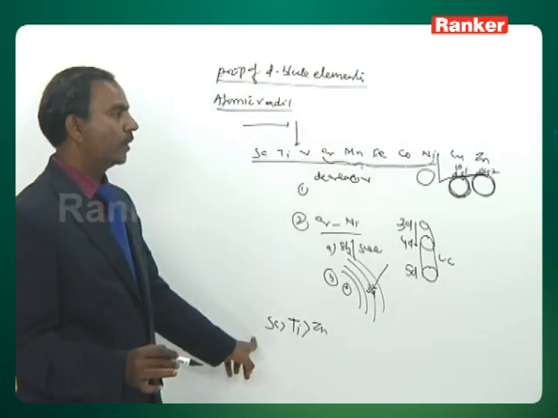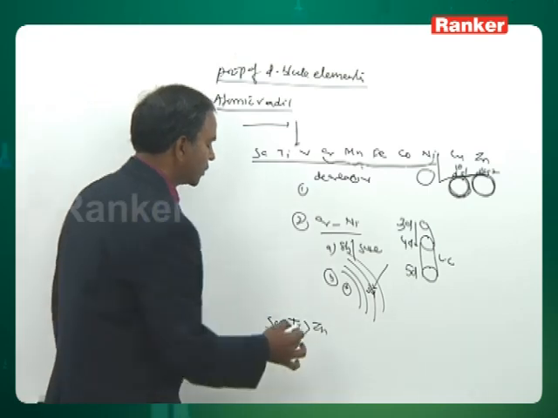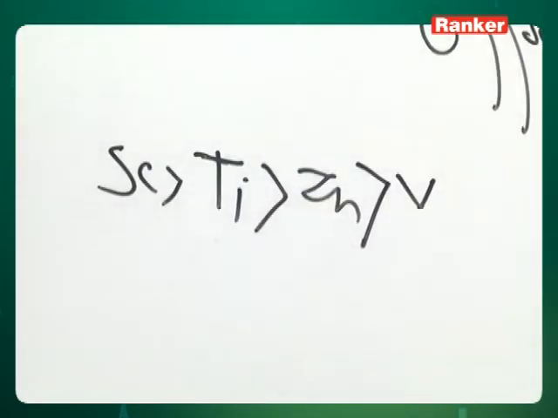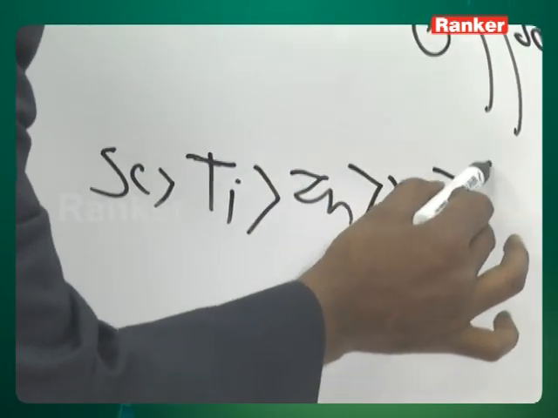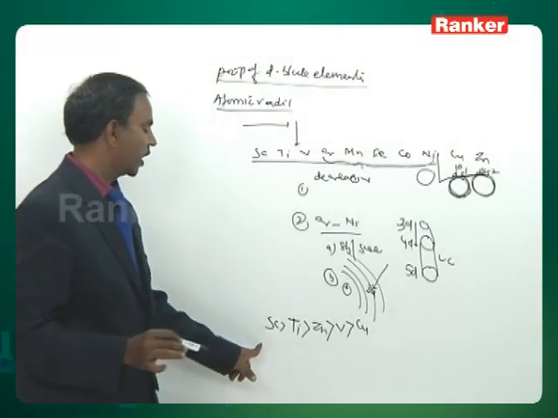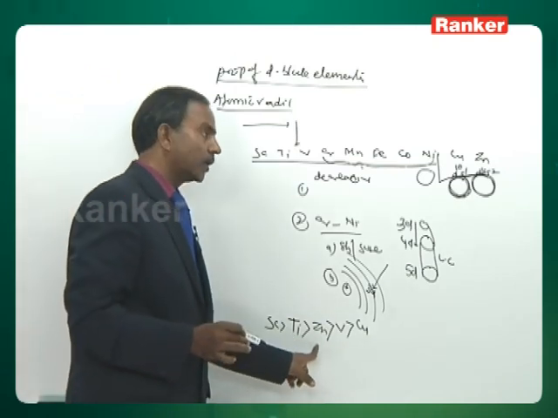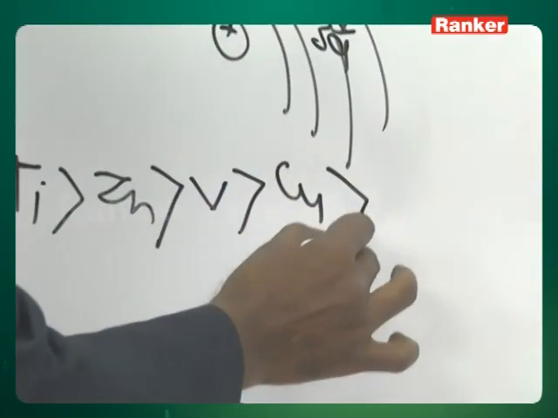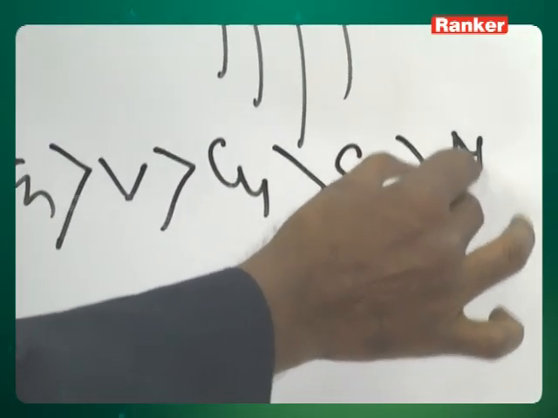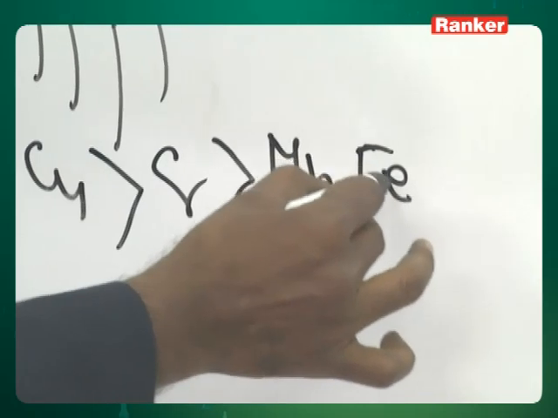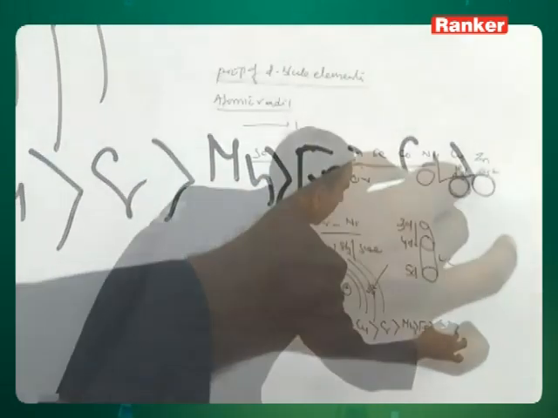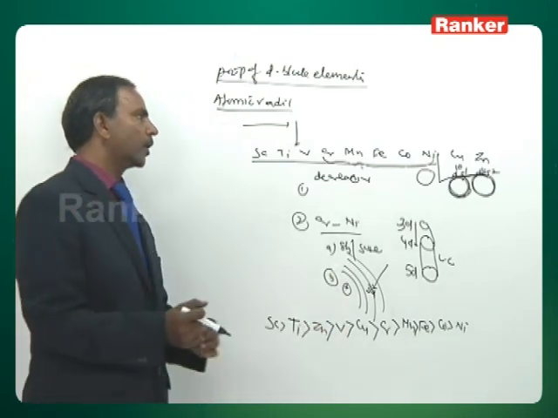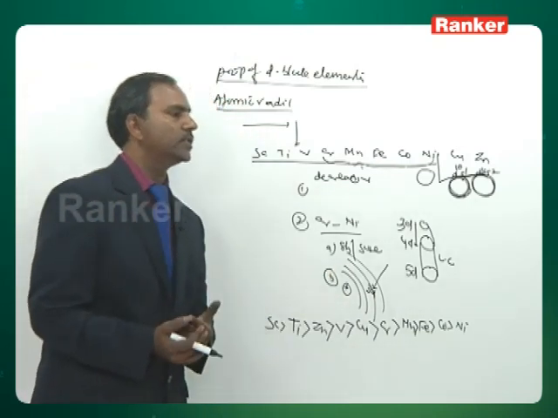So, scandium is bigger than titanium, titanium is bigger than zinc. After zinc, you get vanadium. After vanadium, look at here, copper you are getting. So, scandium is bigger than titanium, titanium is bigger than zinc, zinc is bigger than vanadium, vanadium is bigger than copper, and the remaining follow the common trend: chromium, manganese, iron, cobalt, nickel. This is the decreasing order of atomic size of the 3D series of elements.